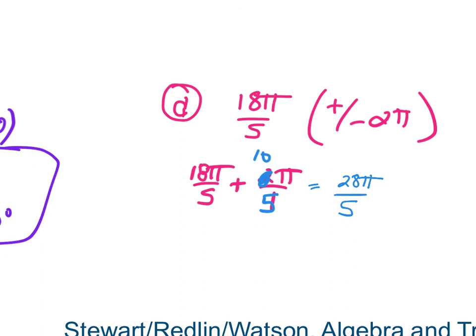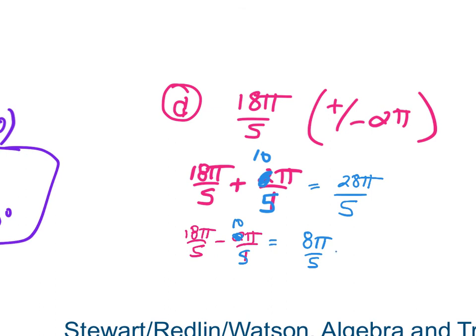So now to find the negative one, I'm going to take 18 pi over 5 and subtract 2 pi. Again, the common denominator between 5 and 1 is 5. If I multiply the bottom by 5, I have to multiply the top by 5. So I get 18 pi minus 10 pi, which gives me 8 pi over 5. I'm looking for a negative coterminal angle. Is that negative? So what do you think I should do?